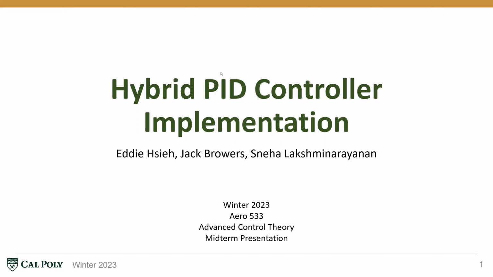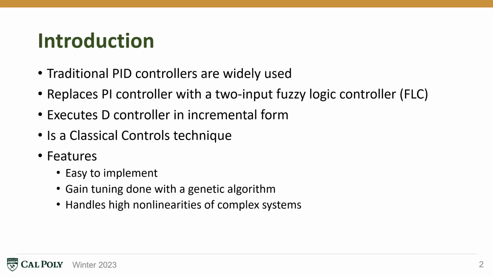Hi everyone, today we will be talking about our implementation of a hybrid PID controller. So traditionally, PID controllers are widely used in a lot of industrial processes like temperature or pressure control, simply because of their simple structure and how robust they are. The controller that we will be looking at today replaces the PI controller with a two-input fuzzy logic control, or an FLC, and also executes the derivative part of the controller in incremental form.